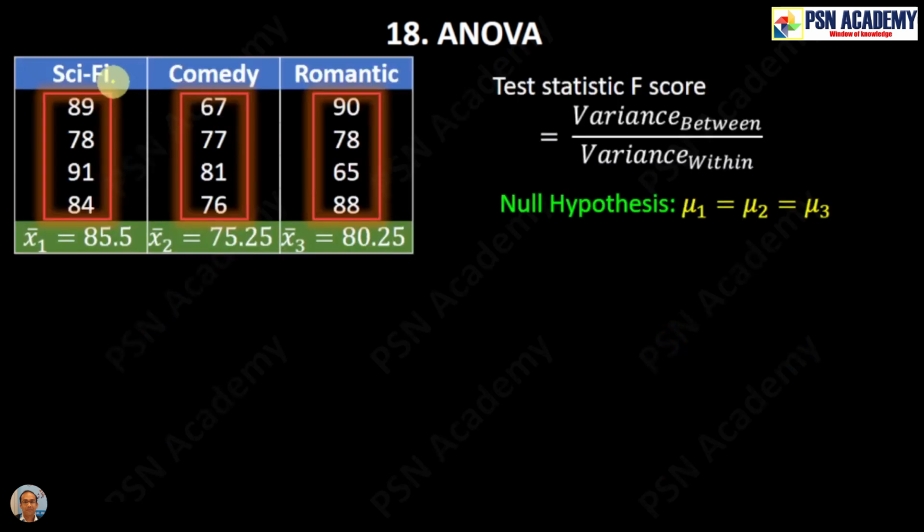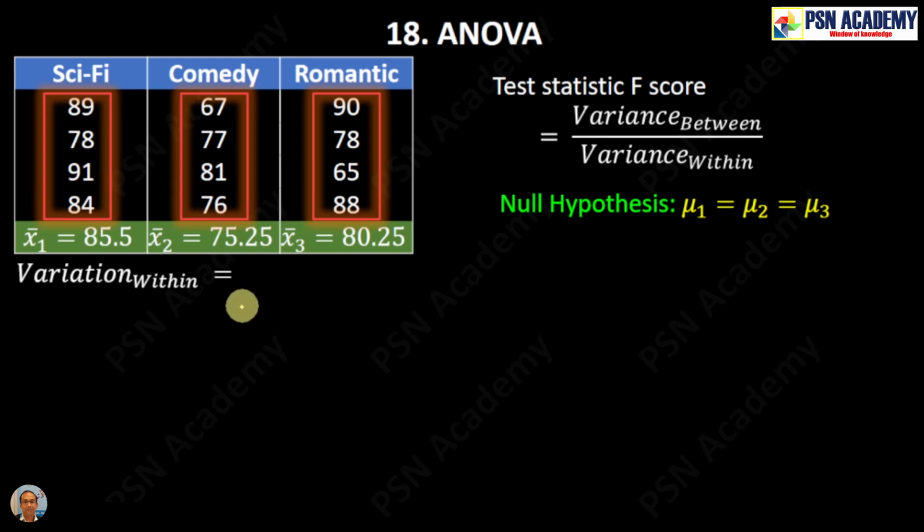For example, we have sci-fi, comedy, and romantic, three groups of data, and we talked to 4 viewers each, and we got the scores. This x1 bar is the mean of these 4 scores, x2 bar is here and x3 bar is here. Now this F score is variance between divided by variance within. So this is a ratio. We have the null hypothesis as mu1 equal to mu2 equal to mu3. That means all the means are equal. Now we have to prove whether our assumption regarding the null hypothesis was correct or not.